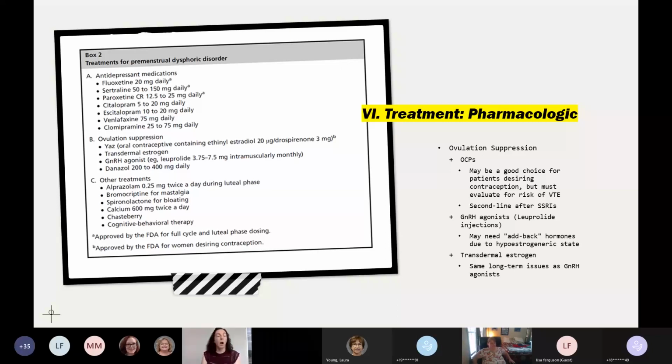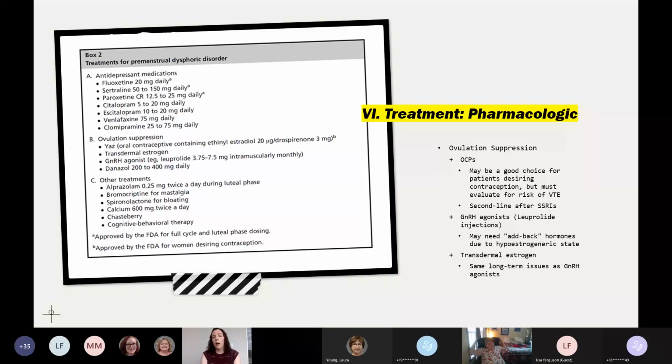So this would be a good option for maybe an adolescent teenage patient who's having PMDD that you don't want to be getting pregnant. This is going to give you contraception and treatment for PMDD. When you're considering oral contraceptives, though, you do need to evaluate for the risk of venous thromboembolism, because there is a slightly higher risk. So you just need to make sure you're considering that if you're going to go this route. But again, these are going to be fine after your SSRIs. So if you're not needing the contraception piece, I would recommend that generally the SSRIs are going to be your first choice. Another option in this category would be a GnRH agonist, or leuprolide injections, which is the most common one.